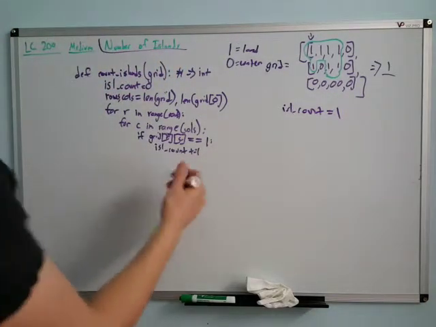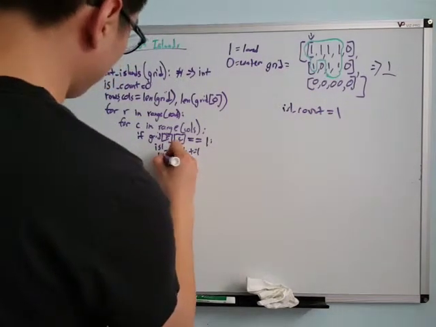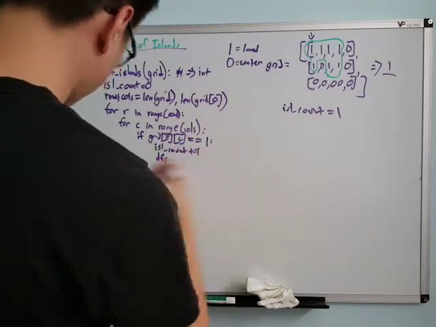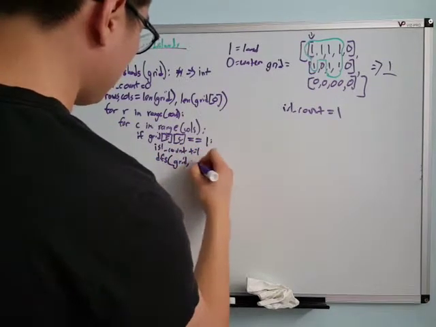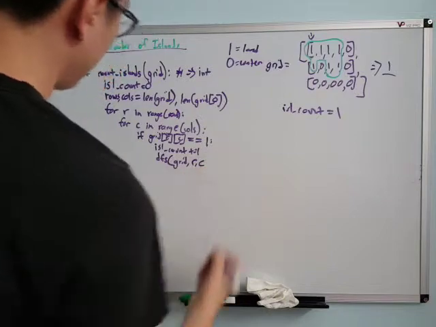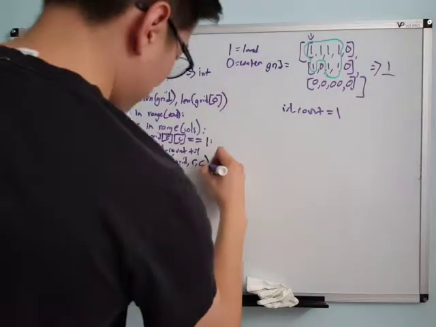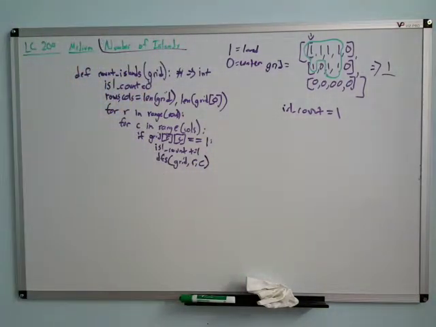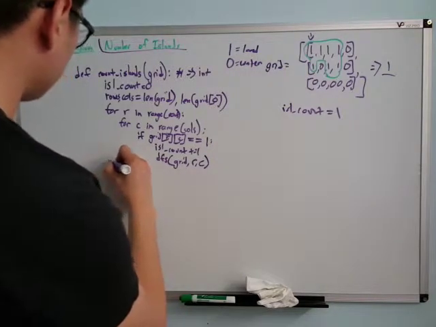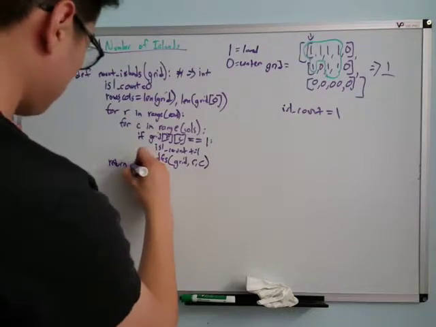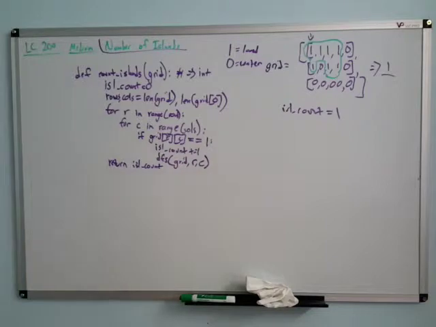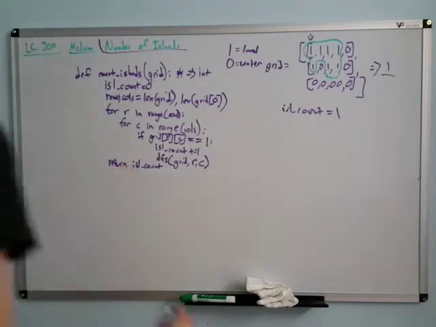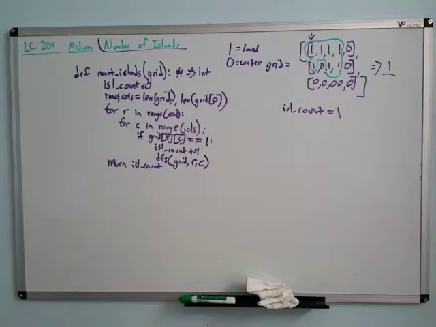Then we're going to call our helper function. I just called it DFS, so we'll call it DFS, and we'll pass in the grid, the row that we're at, and the column that we're at. And that's it. Then at the end, after we iterate out, we're just going to return island count. So let's go through our helper function now.